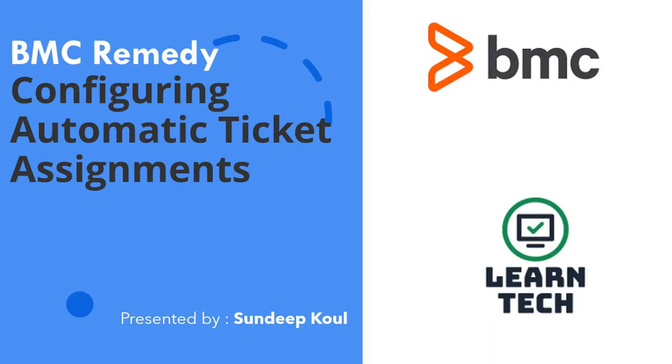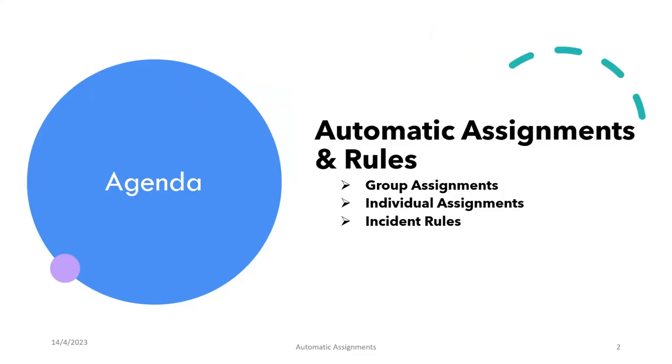Okay. So the topic which we have for today is group assignments, the automated assignments which we have in BMC Remedy. They are defined where, with certain rules and conditions, I can assign a ticket to a particular group. So this is what we will see in group assignments. Similarly, we will also see individual assignments. There is a provision also in BMC Remedy where I can individually assign a ticket to a particular individual.